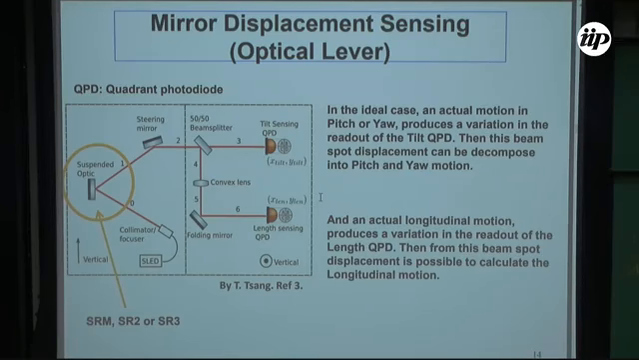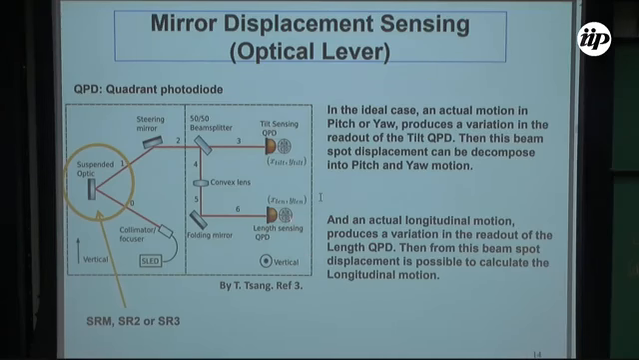So in the ideal case, this optical lever is hitting the suspended optic, the signal recycling SR2 or SR3, then it's hitting a steering mirror, and we would like to measure the pitch or the yaw here with this QPD, the quadrant photodiode. So with this one, in theory, it will be easy to get the real motion.